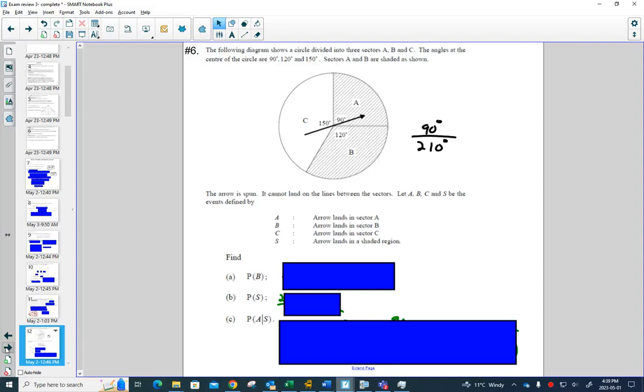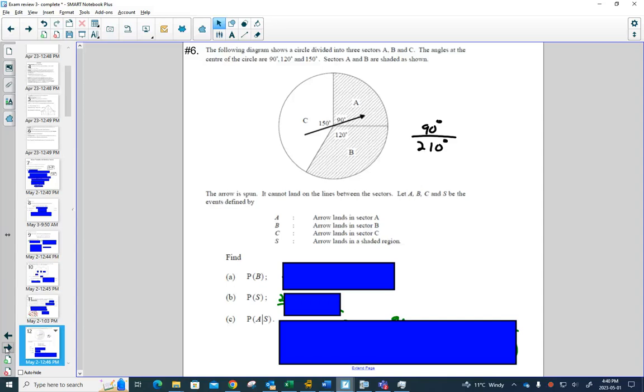The following diagram shows a circle separated into three sectors A, B, and C. The angles are given as follows. So now we can figure out probabilities here based on those angles. The arrow is spun. It cannot land on the lines in between the sectors. So you can't have this, oh, it is in between. That doesn't count. So section A, the arrow lands in A, B lands in B, C lands in sector C.